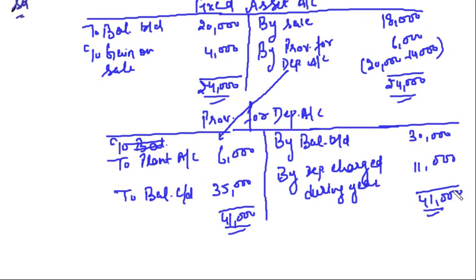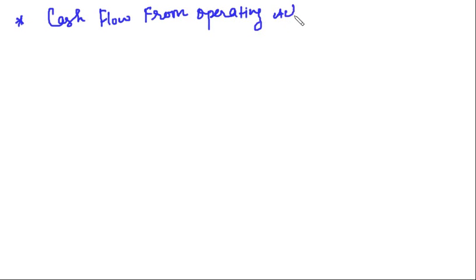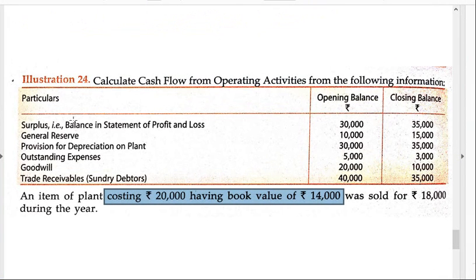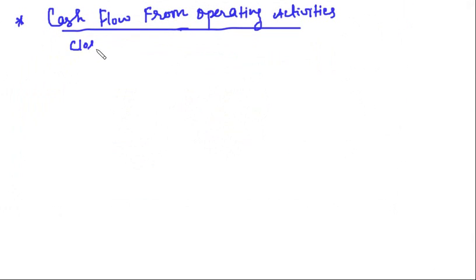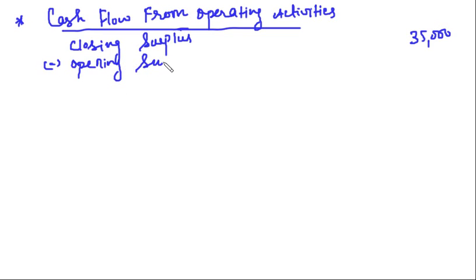Now, can you prepare cash flow from operating activities? Now you have all the information. You can prepare cash flow from operating activities. What you are given regarding the net profit? Regarding the net profit, you are given the surplus in the balance sheet, opening and closing. So I told you how to calculate. I'll say closing surplus, that is 35,000, minus opening surplus, that is 30,000, right?